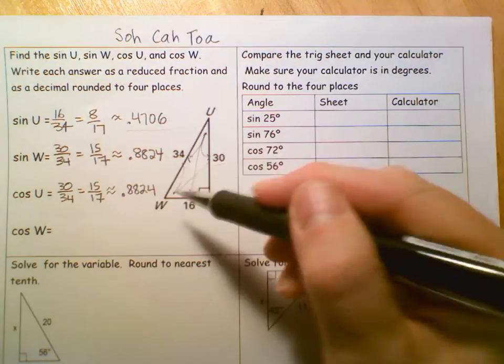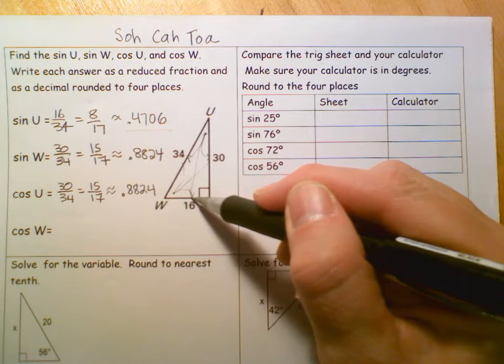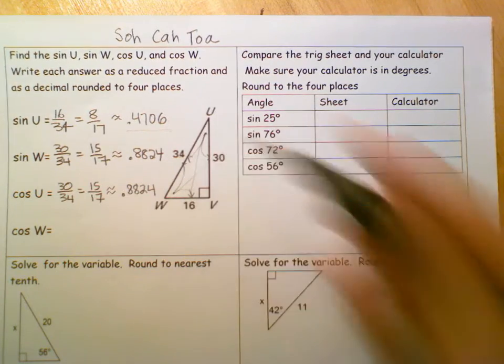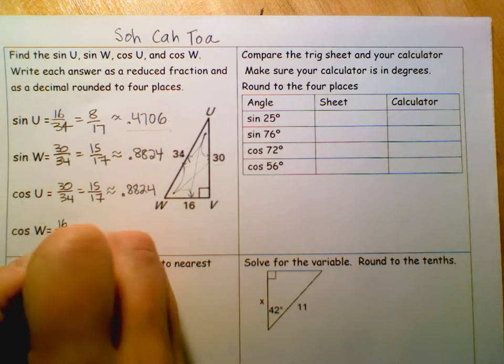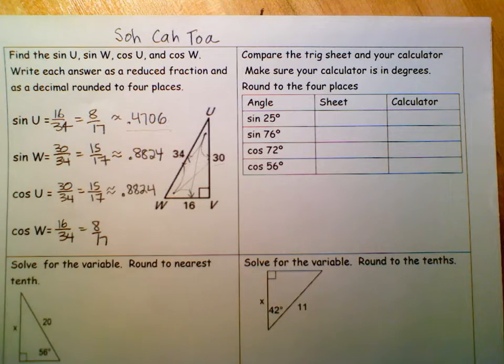All right, cosine of w. So from angle W, we're going to do adjacent side, 16, over hypotenuse, 34. All right, so that's 8 over 17. Cosine W, same as sine U.